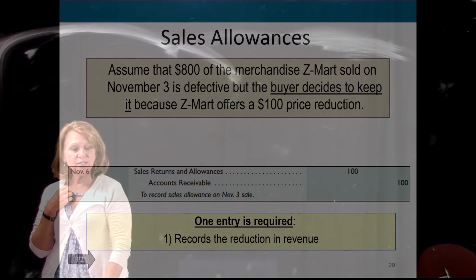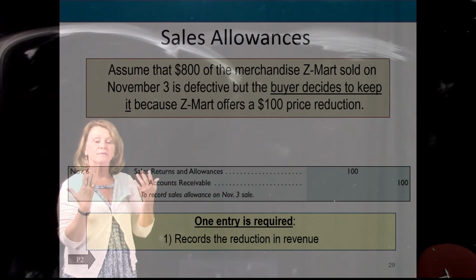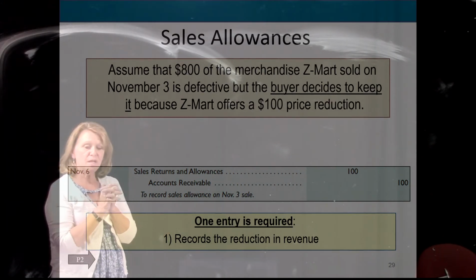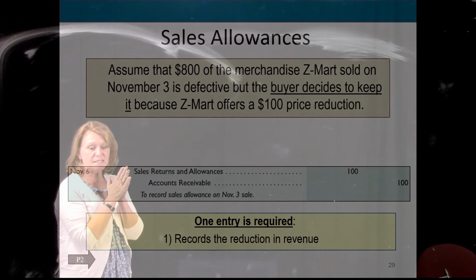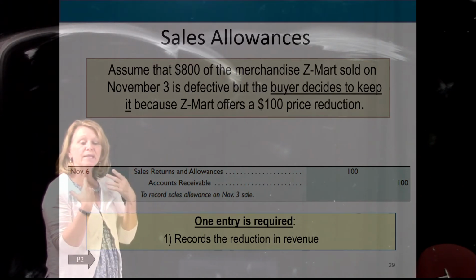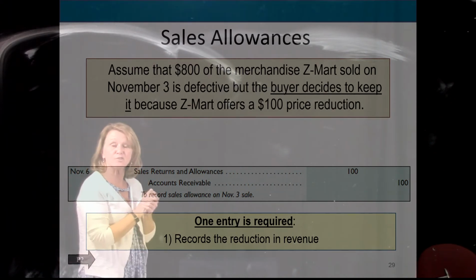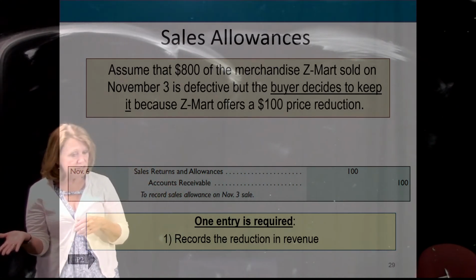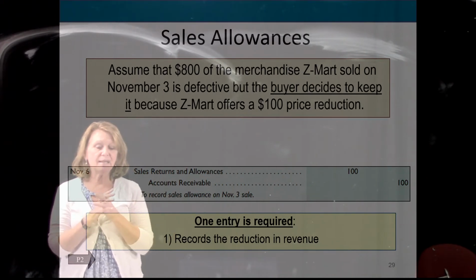This is a sales return and allowance. It's the one where the $800 of merchandise Z-Mart sold on November 3rd is defective, but the buyer decides to keep it. So we give them a $100 price reduction. And in that case, we debit sales returns and allowances for $100. We credit accounts receivable.